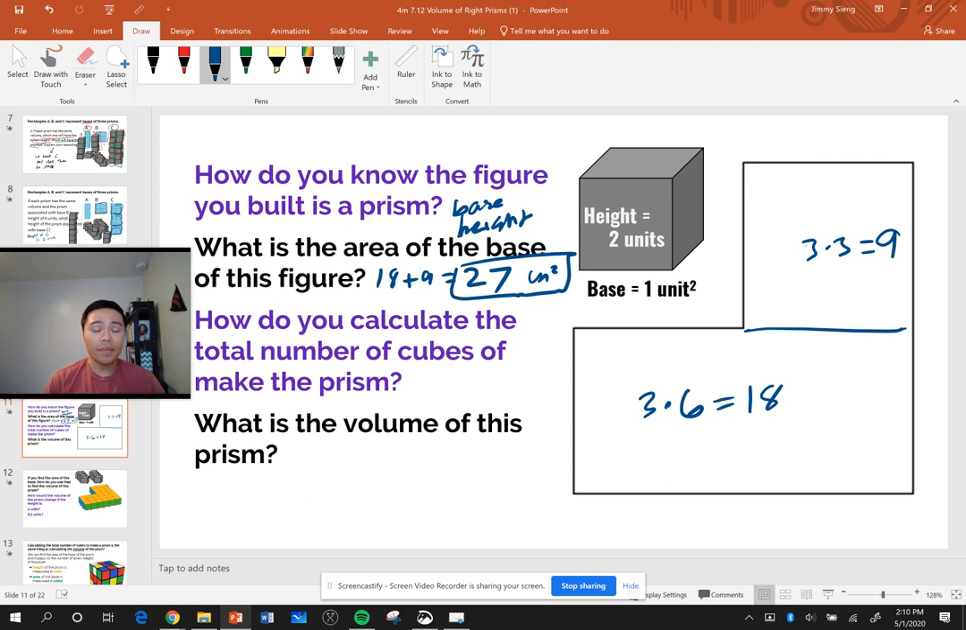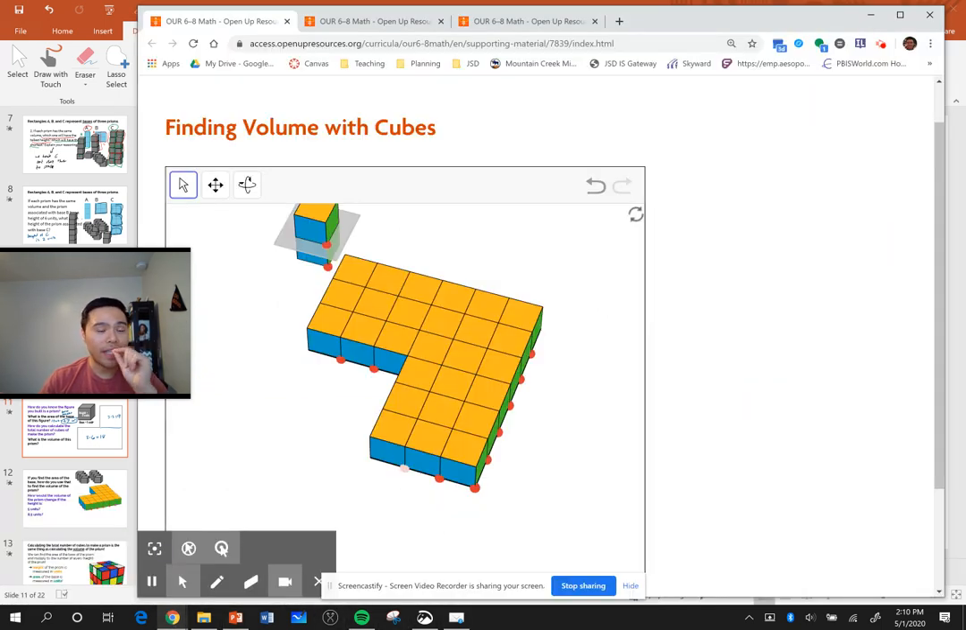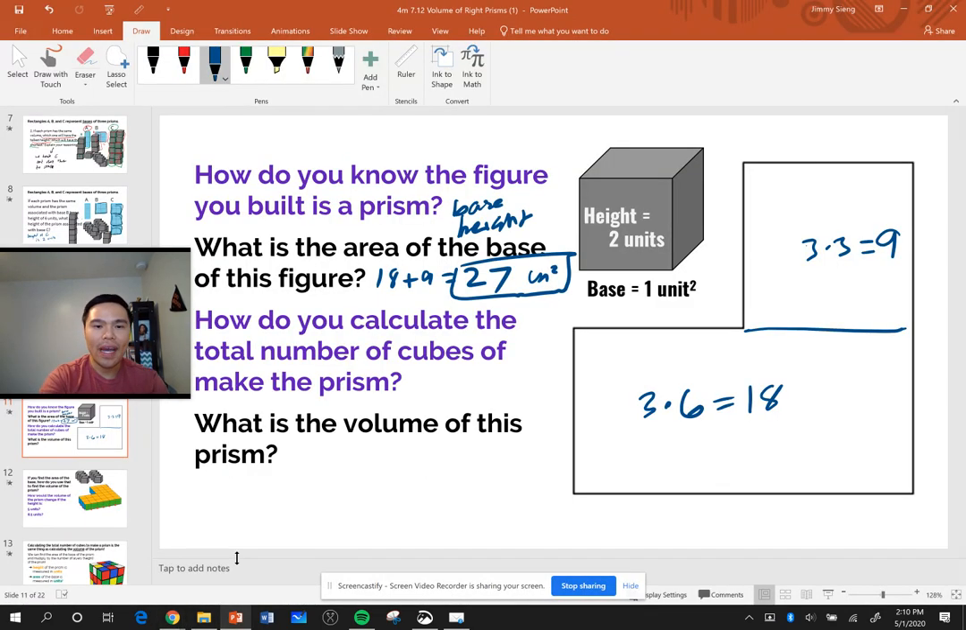All right. So now I need to calculate the total number of cubes to make the prism. How do you calculate the total number of cubes to make the prism? Well, same thing. I just counted those, right? Basically, the surface of each cube that we just made was the area, and that represents how many cubes you have as well. So I saw that I also have 27 cubes that I use, right?